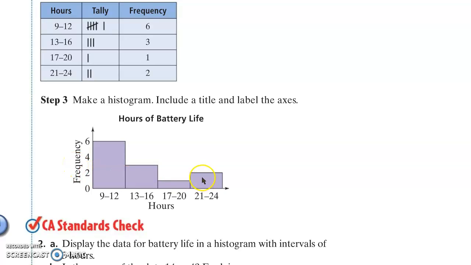Now, which range had the most batteries in that range? Well, this one does. How can I tell? Because visually, this is going to be the highest one, which means it has the biggest group. The least amount of batteries were in the 17 through 20 hour range, right? Because it's the smallest group. And I mean, that's it.